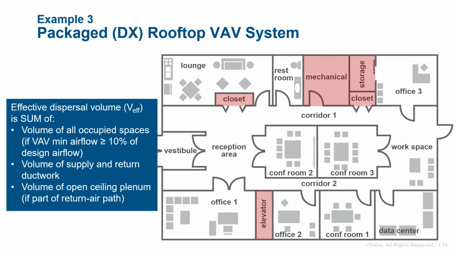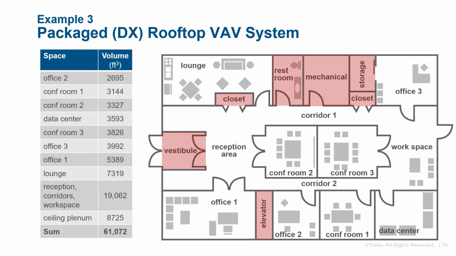Then we have the closets, the elevator shaft, the mechanical space, and the storage rooms. These are not served by the rooftop VAV system, so they are not considered in the dispersal volume. And since the vestibule and the restroom are conditioned by transfer air, we can ignore them as well. So for this example, the total effective dispersal volume of the connected spaces is just over 61,000 cubic feet. Remember, no double dipping. As the supply and return ducts are located in the plenum, we simply assume their volume is already included in the plenum volume calculation.